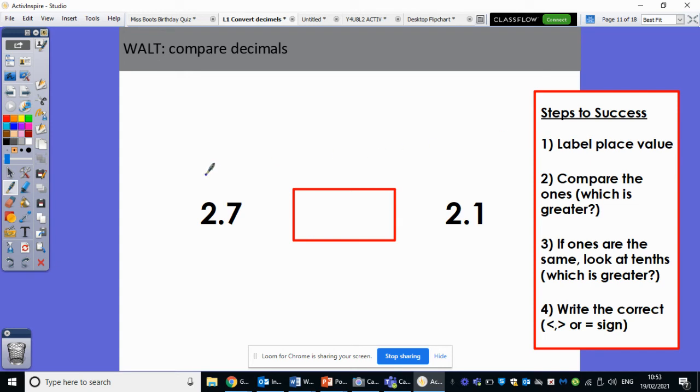I need to label the place value. So again, our ones and our tenths, our ones and our tenths. Now I can have a look at step 2.